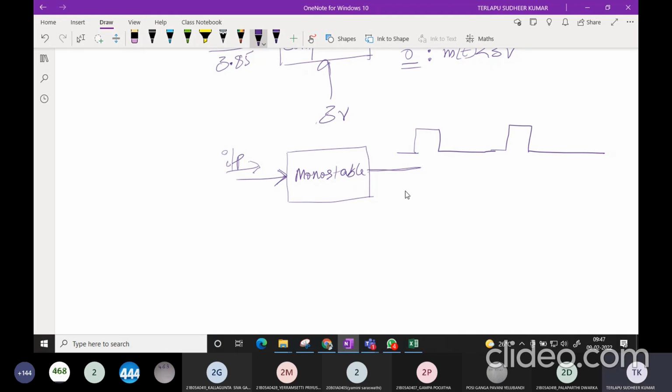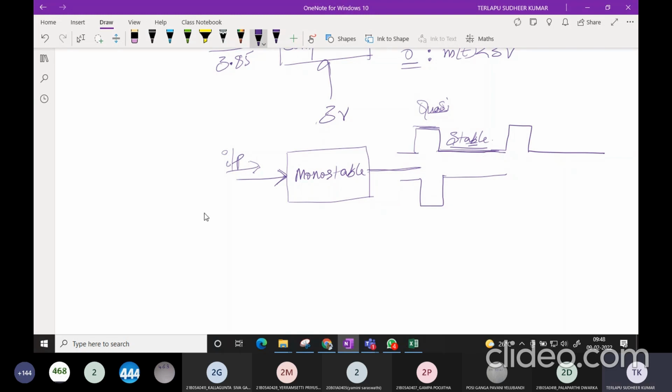We can as well design the monostable multi in the active high position. When the input trigger occurs, it will go low for a certain duration of time, and again get back to active high. So this state is what we call the quasi state, and this state is what we call the stable state. A monostable multi has one quasi state, and all the remaining time it will be in the stable state.